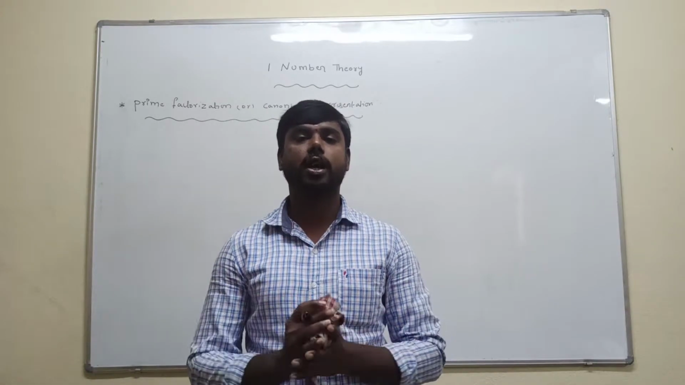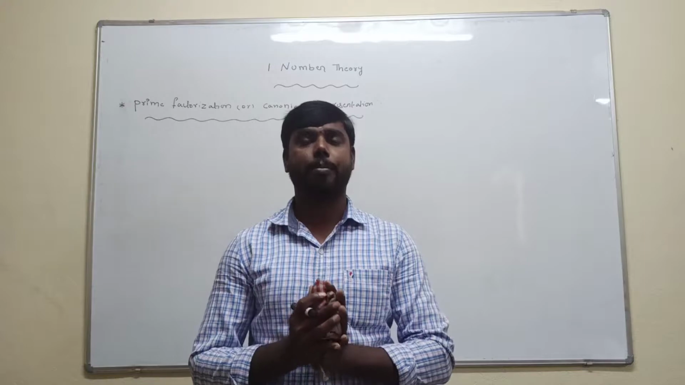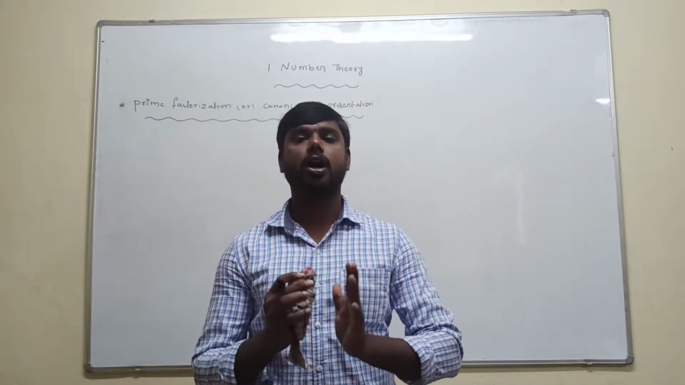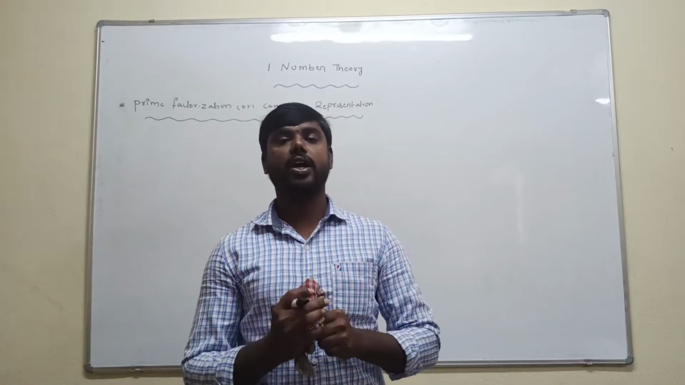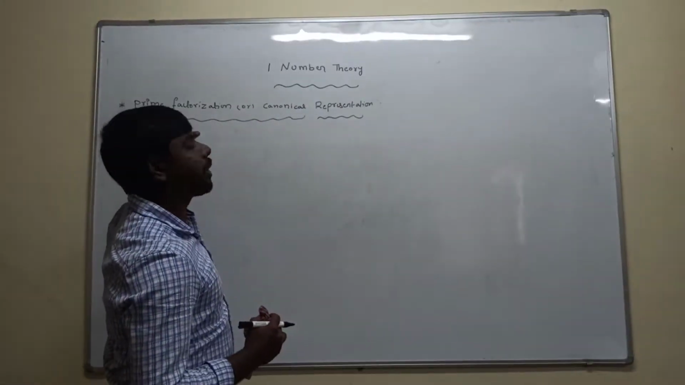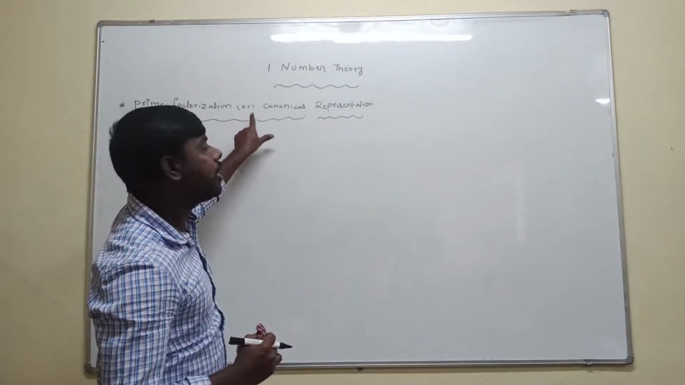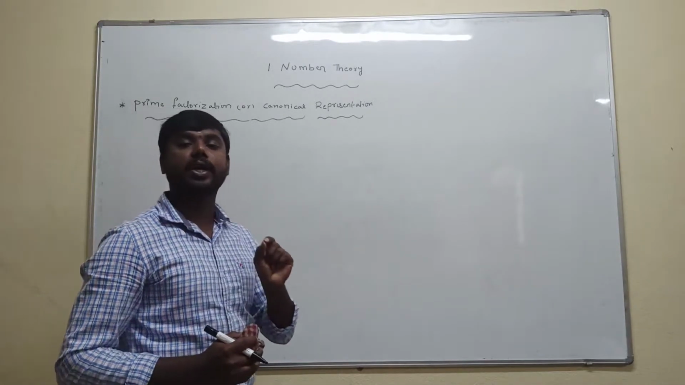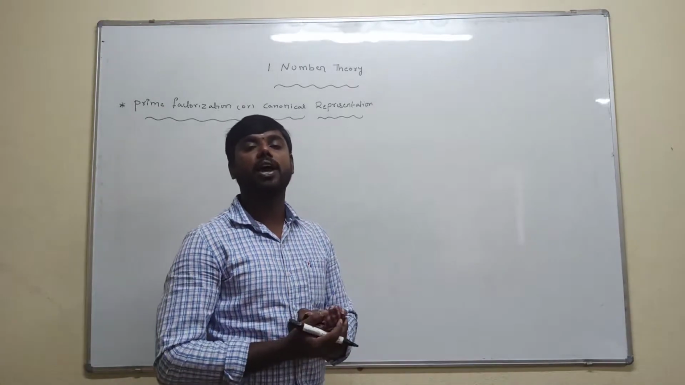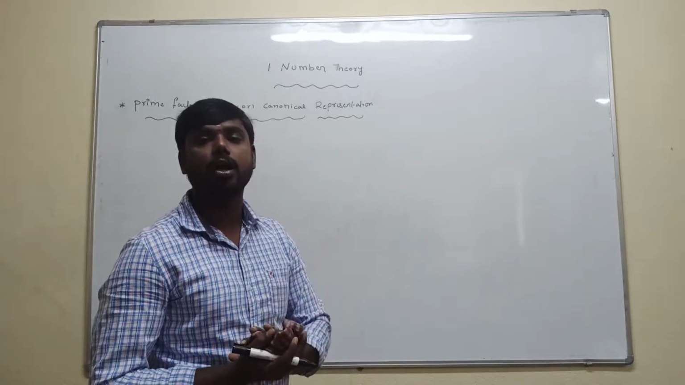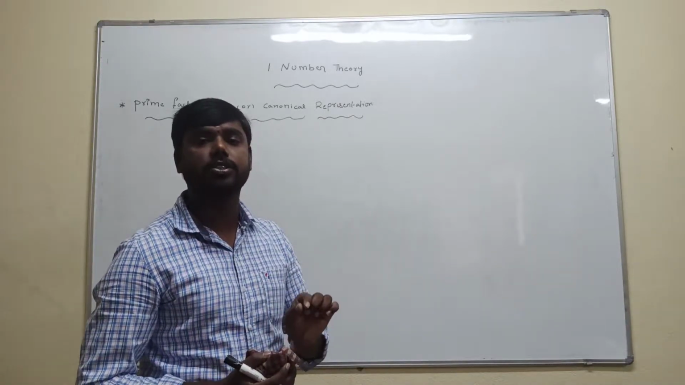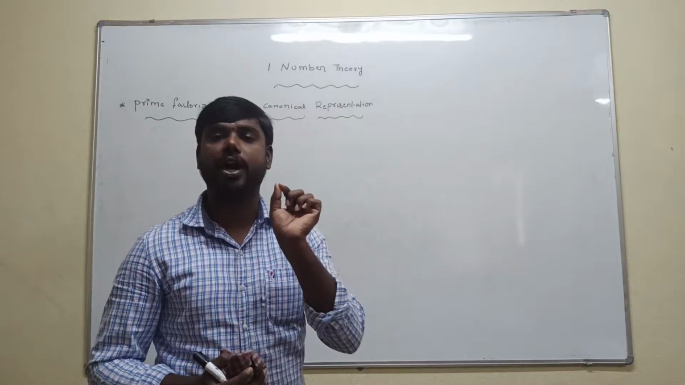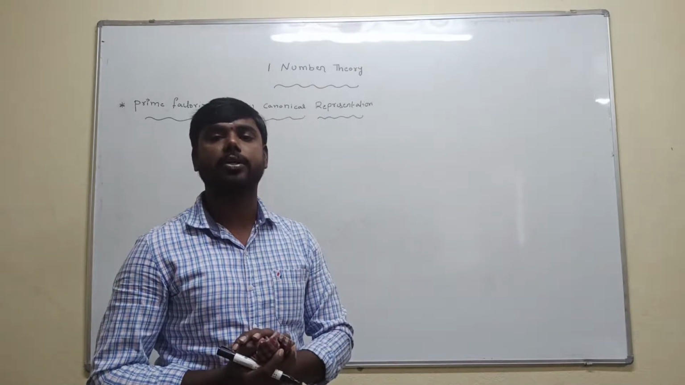Before class we discussed types of numbers. I hope everyone understood the types of numbers. Today we are discussing prime factorization, or canonical representation. There are two ways of finding the canonical representation.